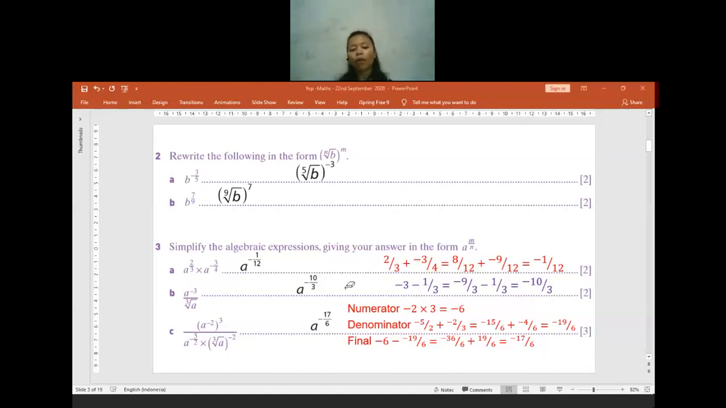So 3 and 4, the lowest common multiple will be 12. So we make everything into per 12. So it will be equal to 8 per 12 plus -9 per 12. 8 plus -9 will be equal to -1. That's why the final answer, we will write as a to the power of -1 per 12.